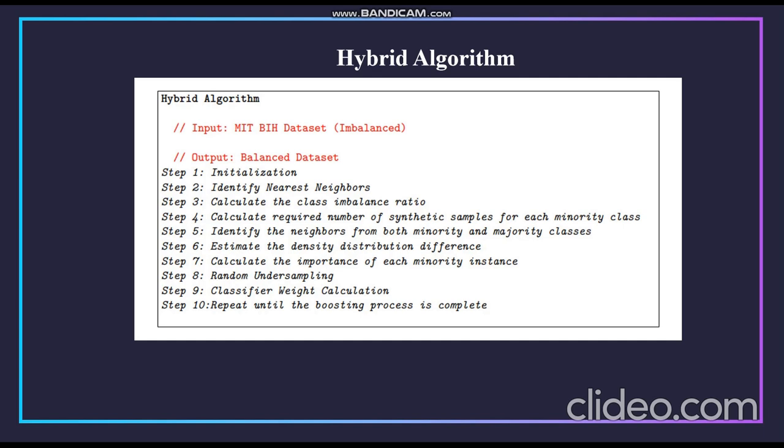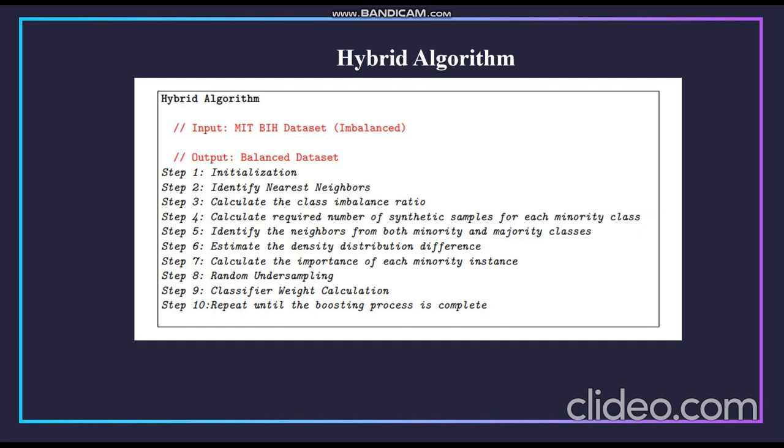In step 7, calculate the importance of each minority instance, which is based on the density distribution difference. Basically, the instances that are more dissimilar to their neighbors will have higher importance. Then we have to apply the third method, the random undersampling, that means the RUSBoost. Here, randomly undersample the majority class to create a balanced or nearly balanced subset of the dataset.